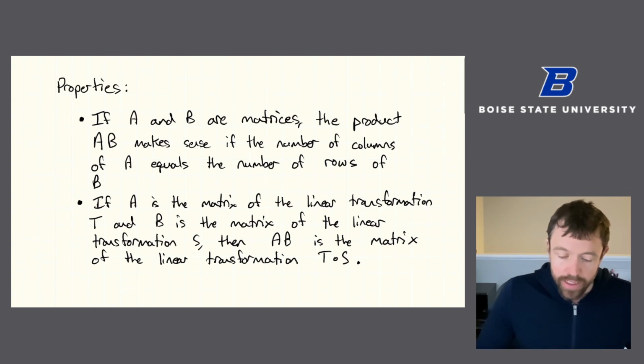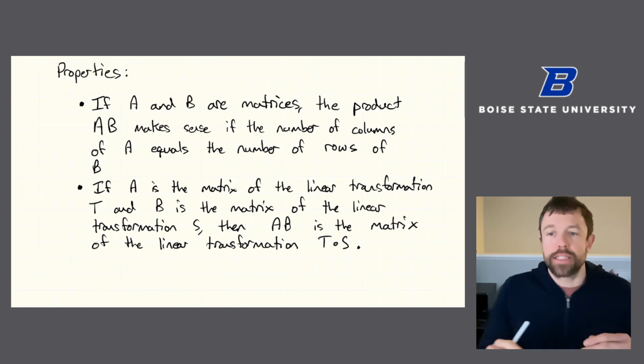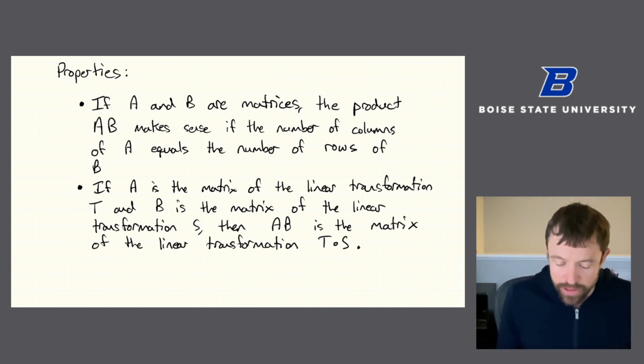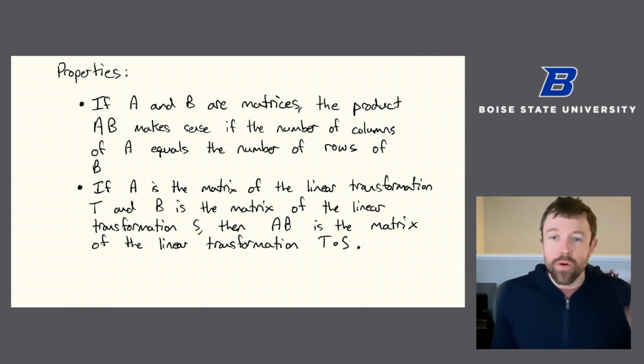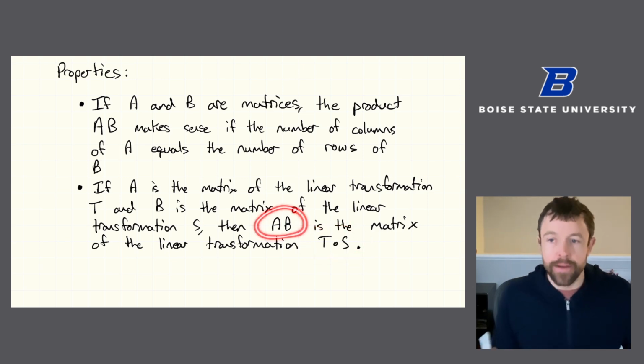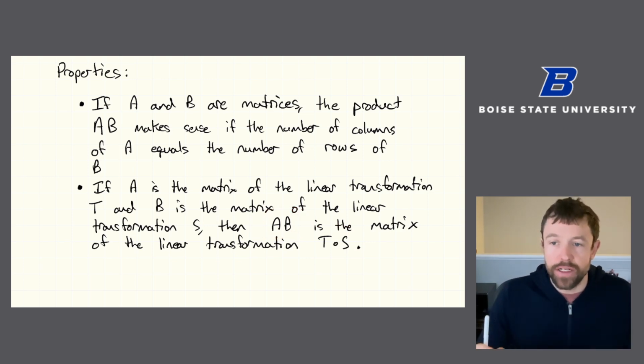The next property is, again, not really so much a property, but a statement about why we are doing this, right? We didn't just make up matrix multiplication so that linear algebra students would have more work to do. The whole idea here is that matrices represent linear transformations. So if A is the matrix of T and B is the matrix of S, we can compose linear transformations if the dimensions of the spaces line up. So if we can compose T and S, then A times B is the matrix of this new linear transformation.